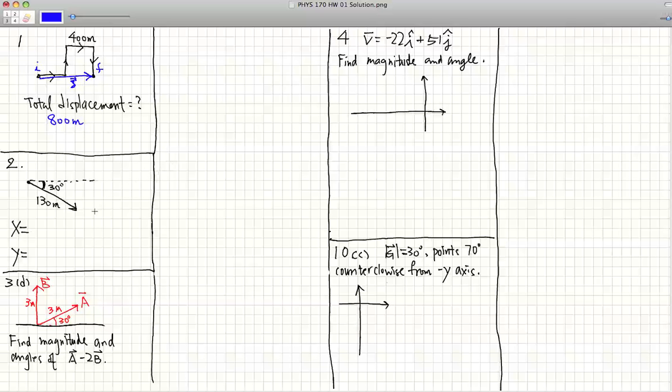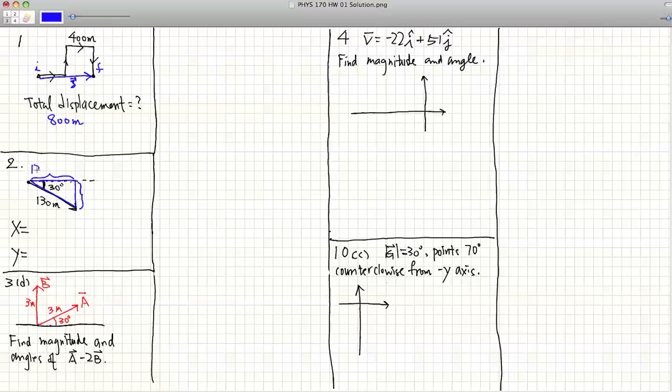The second question has Superman flying down a building at a 30 degree angle, and you're told he has flown an overall 130 meters. You're asked to write down his x and y coordinates. To do this problem, first you need to identify a right angle triangle. In our case, this is the right angle triangle that we want to look at. The x coordinate is the length of this horizontal side of the triangle, and the y coordinate is the vertical length that you see right here.